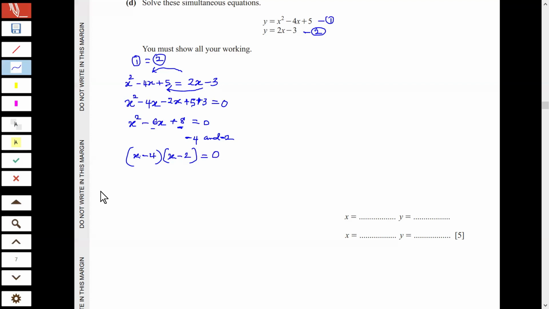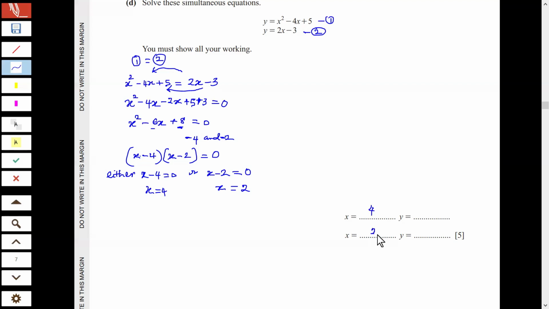equal to 0. So if x minus 4 times x minus 2 is equal to 0, it's either x minus 4 is equal to 0 or x minus 2 equal to 0. So if x minus 4 is equal to 0, the value of x will be equal to 4. And if x minus 2 is equal to 0, it means the value of x, in this case, will be equal to 2.